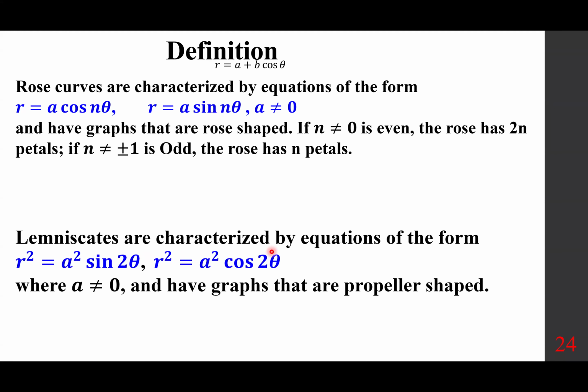Lemniscates are characterized by equations of the form r squared equals a squared sine 2 theta, or r squared equals a squared cosine 2 theta, where a is not equal to 0, and have graphs that are propeller shaped. So this is the synopsis of some of the stuff that is important for you to see.